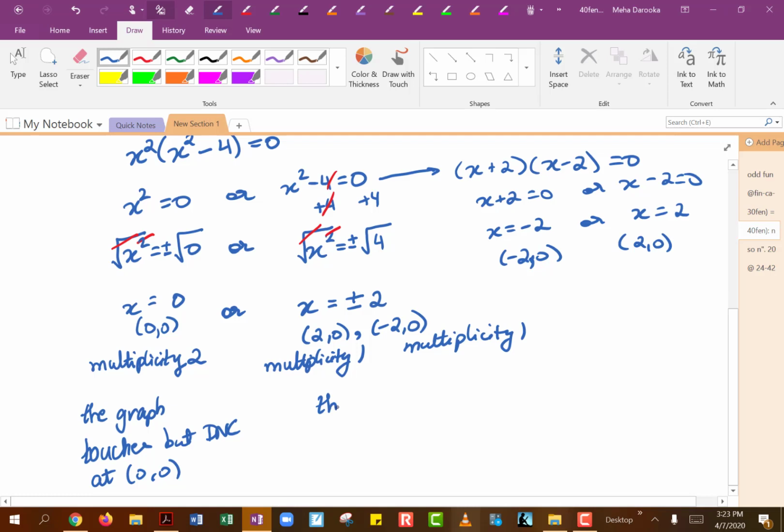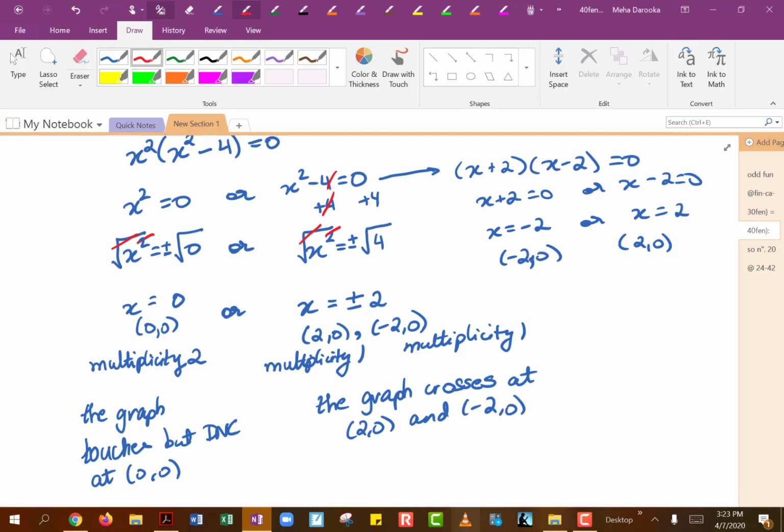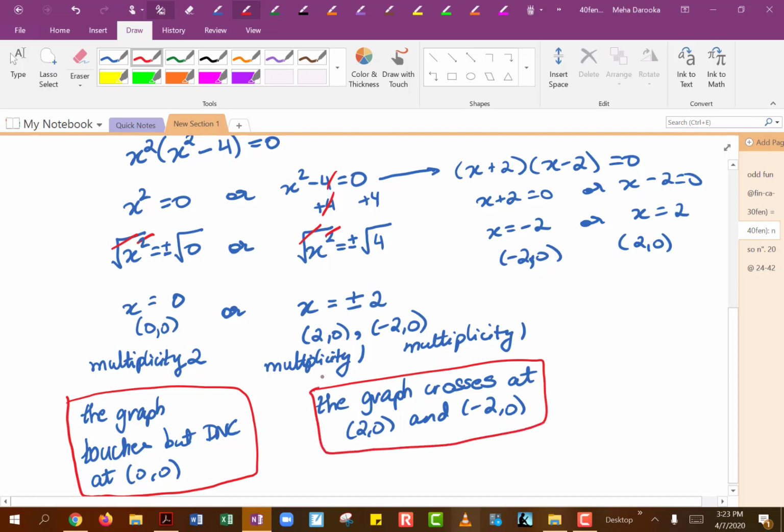So our graph will actually cross at both of these. So it will cross at 2, 0, and it will cross at negative 2, 0. So this would be the behavior at the x-intercepts, and then we have our x-intercepts right here.